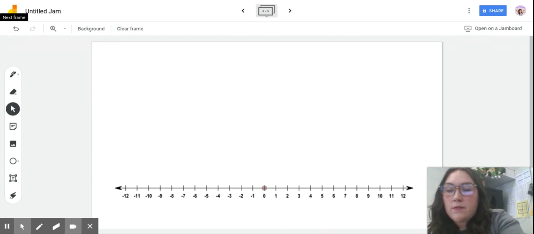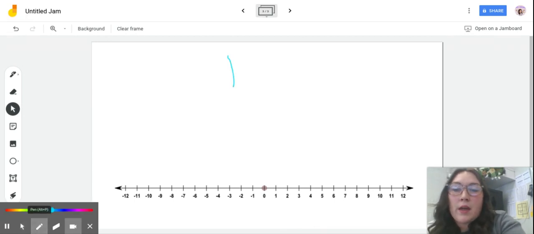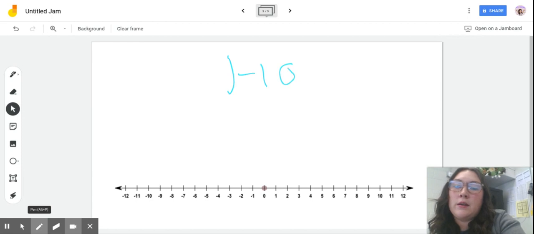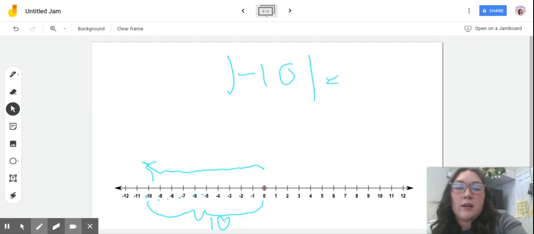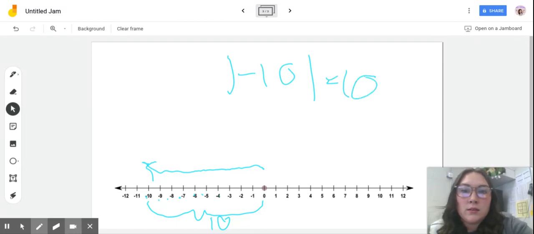We could even talk about the absolute value of -10. What would that look like? Well, again, I'm going to draw my arrow all the way 10 to the left. That's what -10 tells me, 10 to the left. But then I'm going to count my units. I see 1, 2, 3, 4, 5, 6, 7, 8, 9, 10. So the absolute value of -10 is 10. All right.